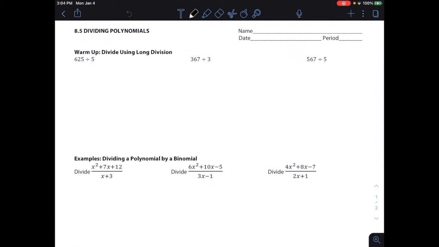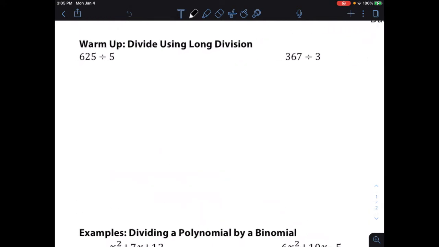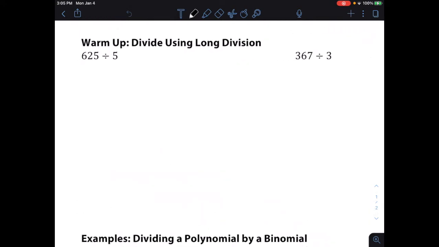Lesson 2 for the week is again about dividing polynomials, but this time we are going to be dividing a polynomial by a binomial. So in order to do that, we are going to use what's called long division. And if you ever learned long division, you'll recognize this when I set this first one up. So in this warm-up, we're just using numbers, and we're going to practice a little long division here.